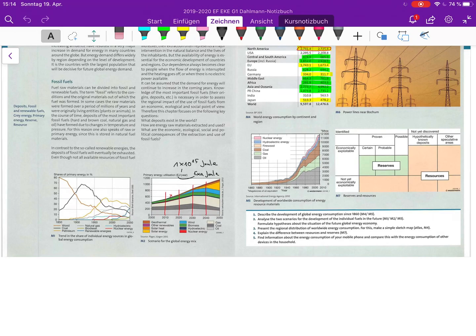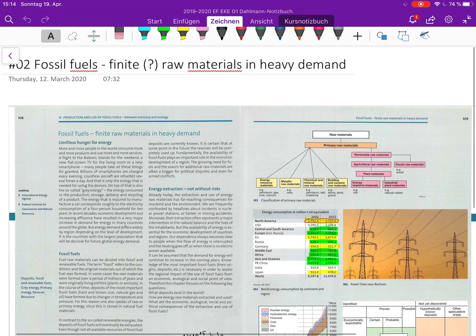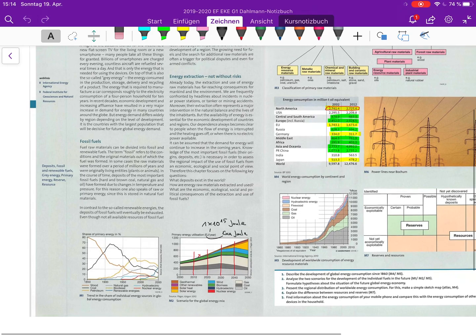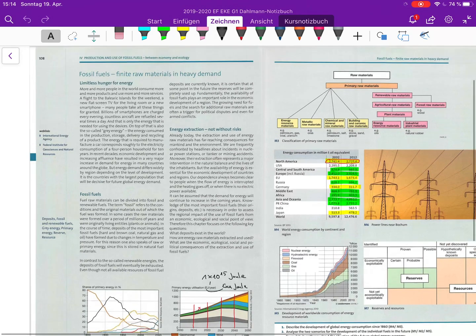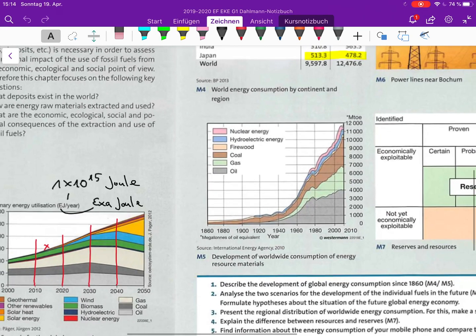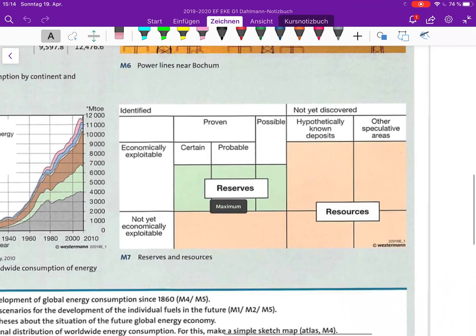Hello everybody, in this video I want to give you a short feedback on your homework: fossil fuels, infinite, finite, raw materials, and the other one, hard coal extraction in Australia. So let's have a closer look. Your first task was exercise 4, explain the difference between resources and reserves, M7. So let's have a closer look at M7.